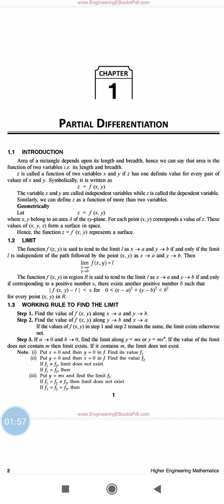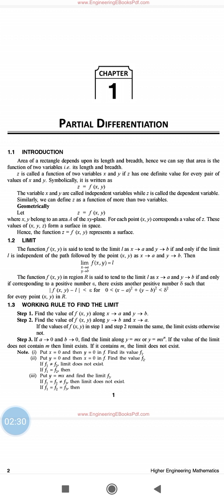Then what about the limit of such functions of two variables? Limit. The function f of x, y is said to tend to the limit L as x tending to A and y tending to B if and only if the limit L is independent of the path followed by the point x, y as x tends to A and y tends to B. After the mathematical explanation, it will be more clear. Limit x tending to A, y tending to B, f of x, y equal to L.